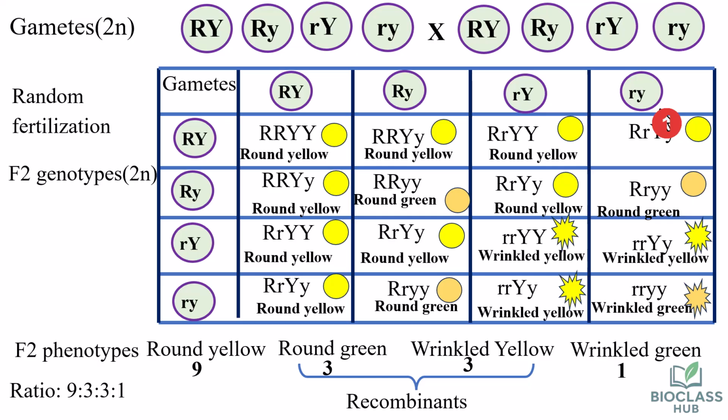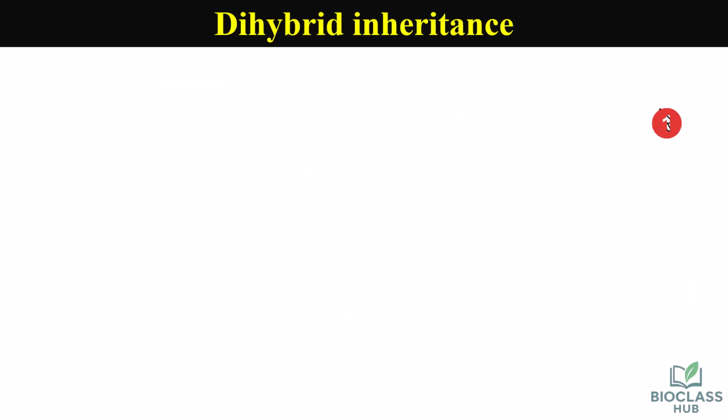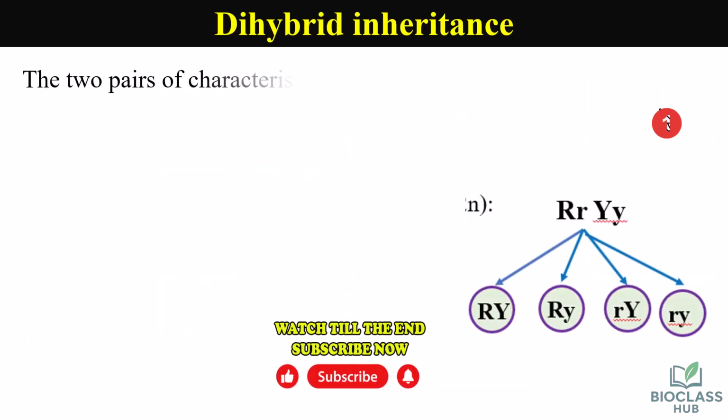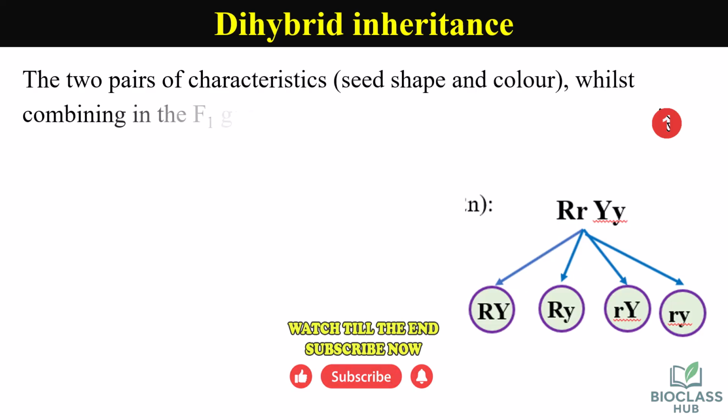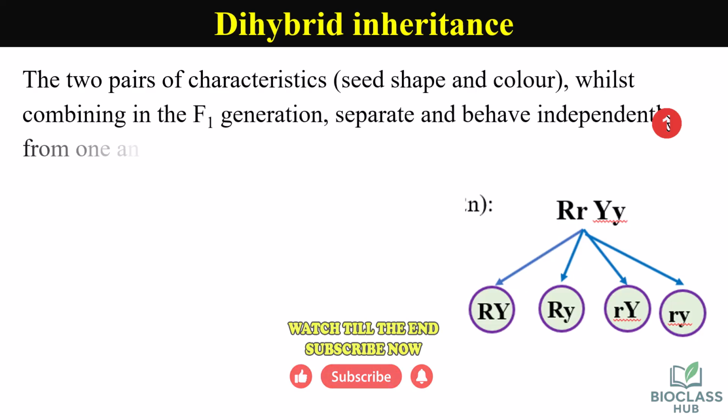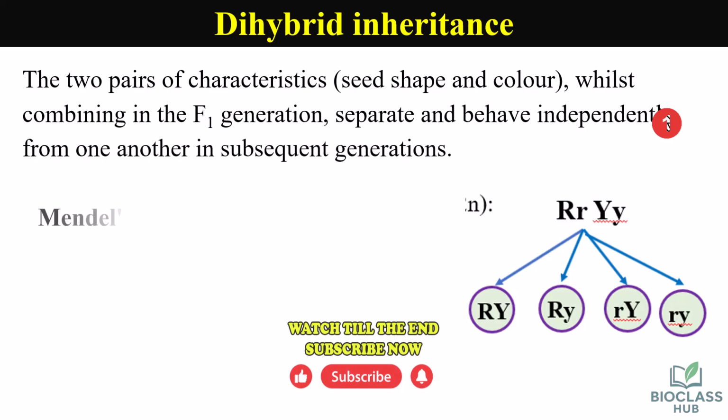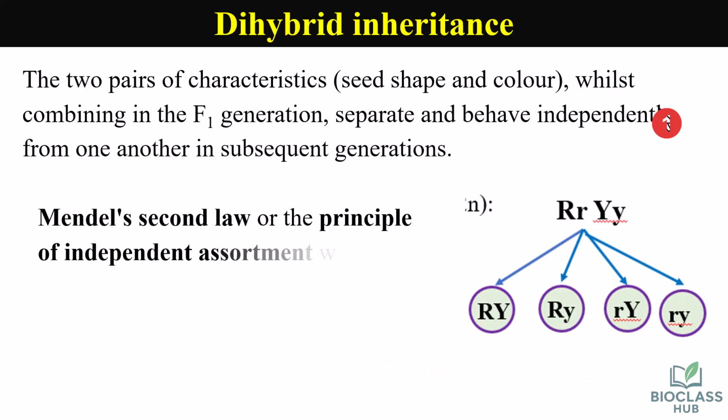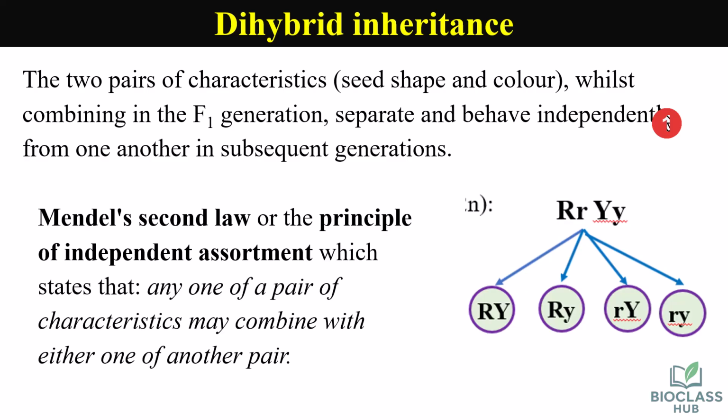In this lesson, we have seen the second law of genetics, known as the principle of independent assortment, and the 9 to 3 to 3 to 1 ratio. The two pairs of characteristics, seed shape and color, whilst combined in the F1 generation, separate and behave independently from one another in subsequent generations. This forms the basis of Mendel's second law, or the principle of independent assortment, which states that any one of a pair of characteristics may combine with either one of another pair.